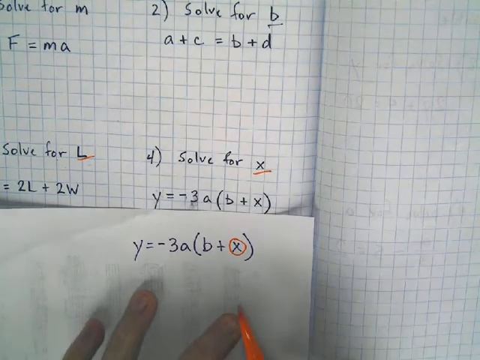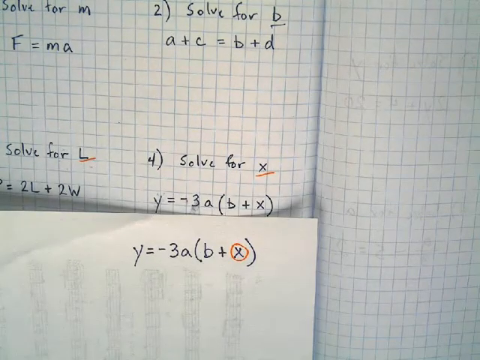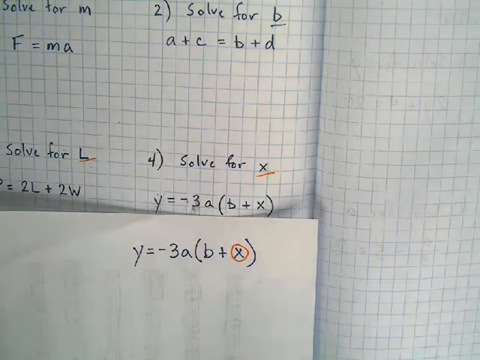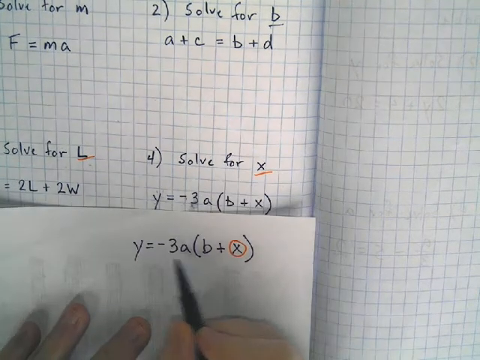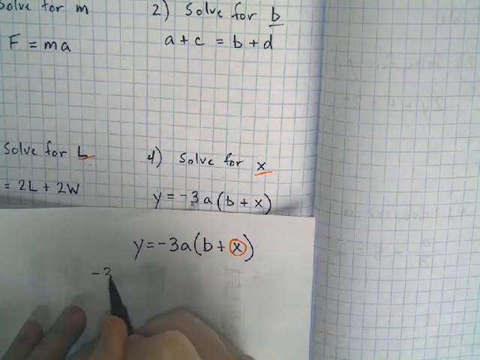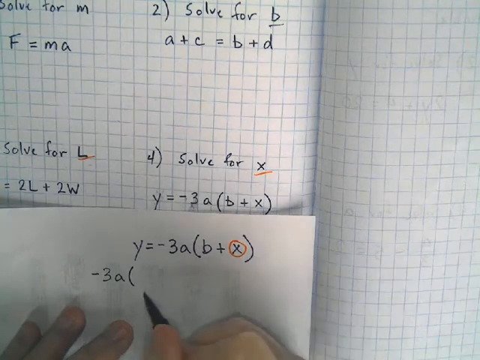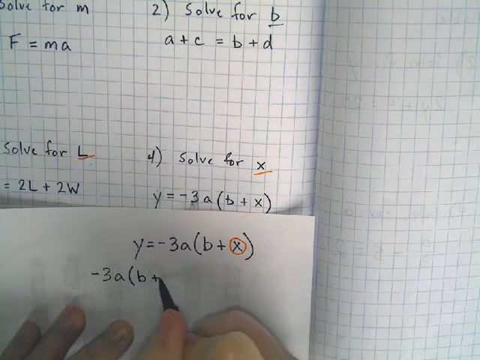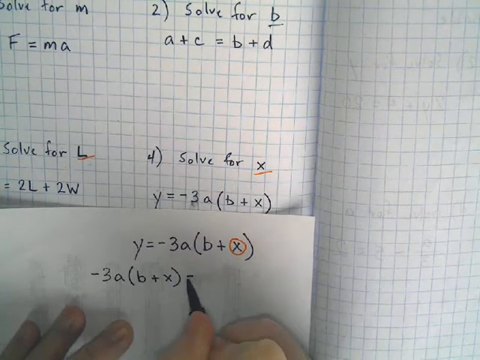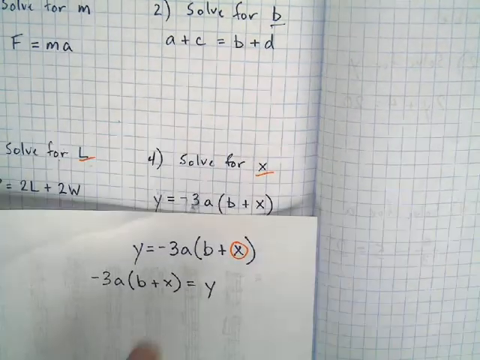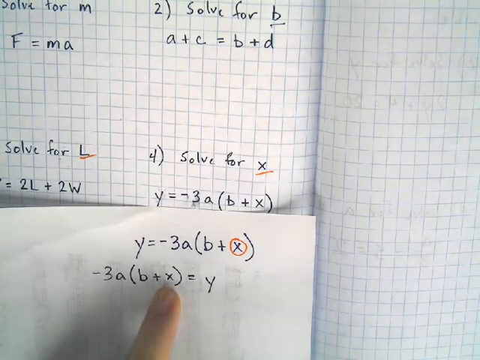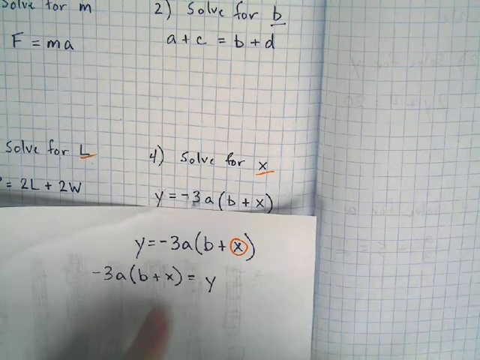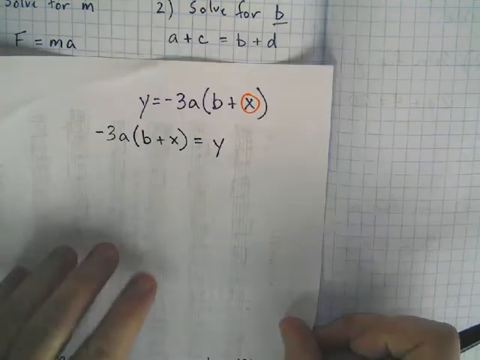Okay, again, it's on the right-hand side. I don't like that. So I'm going to swap sides. Everything's going to move. So I'm going to rewrite this. Negative 3a times b plus x is equal to y. Okay, now I'm trying to solve for the x. I don't like the x being on the right-hand side here either. So I can swap these two.